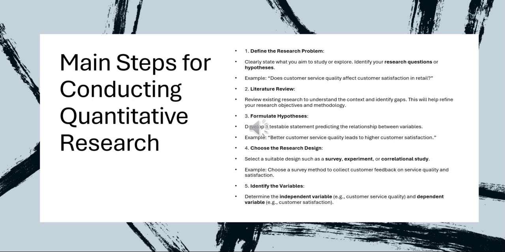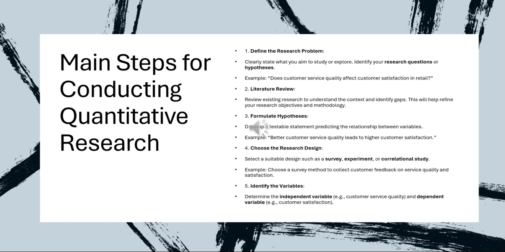Step 2. Literature review. Review existing research to understand the context and identify gaps. This will help refine your research objectives and methodology. Step 3. Formulate hypotheses. Develop a testable statement predicting the relationship between variables. Example: better customer service quality leads to higher customer satisfaction.